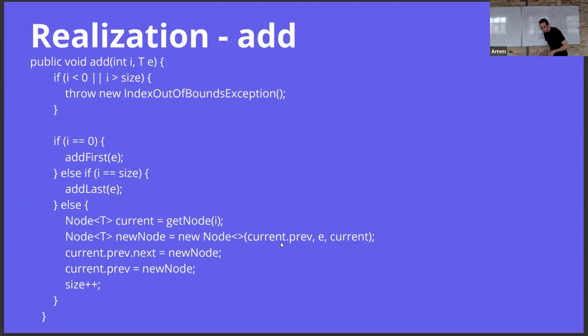Oh no, sorry, my mistake. We're trying to add an element with index 3, right? And we're calling the method getNode with i. So current must be not this node, but this one, right? Does it make sense? Yes. First index.